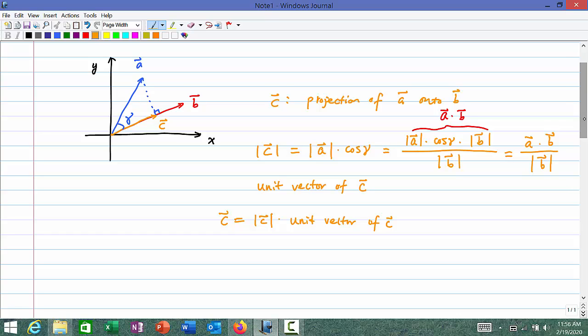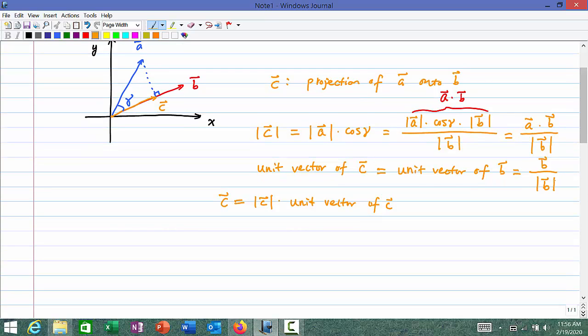Now this is done with the length of C. How about the unit vector of C? Because C and B have the same direction, moving along the same direction, the unit vector of C is also the unit vector of B. I don't know C, so I don't know its unit vector directly, but I can compute the unit vector of B, which is just B divided by the length of B.